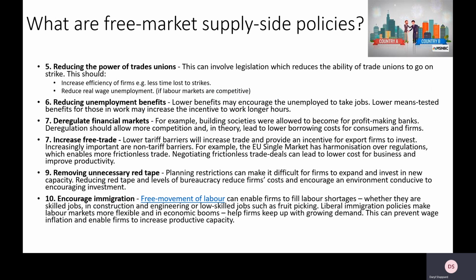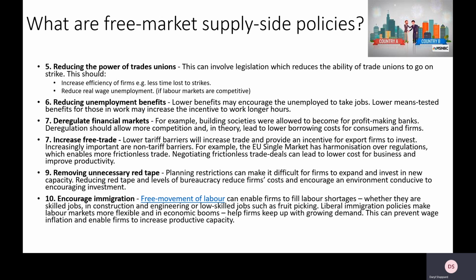Now, a few more. We could reduce the power of trade unions, which happened under Margaret Thatcher in the 1980s. Now, a trade union is something that represents the rights of workers. They fight for better pay, better conditions, and often if they don't get what they want, they will try and take their members on strike. So if we reduce the power of trade unions, it's making it more difficult for people to strike. And it leads to more efficiency creeping into industry, because workers are going to be at work more, they'll be working more hours. And again, it should lead to that productivity improvement that we're all looking for.